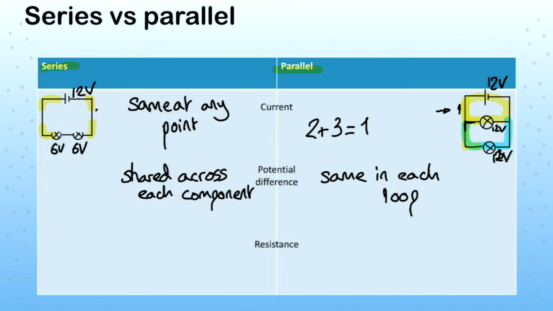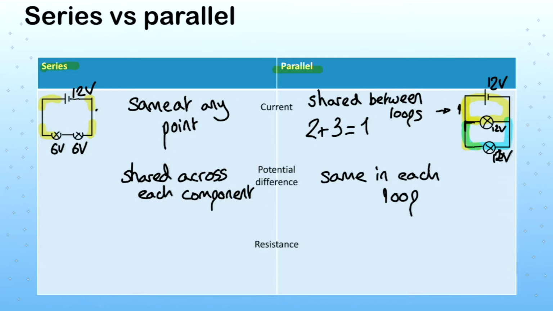So far, the current is the same at any point in the series circuit, but the potential difference is shared across each component, whereas for the parallel, the current is shared between loops, but the potential difference is the same in each loop.